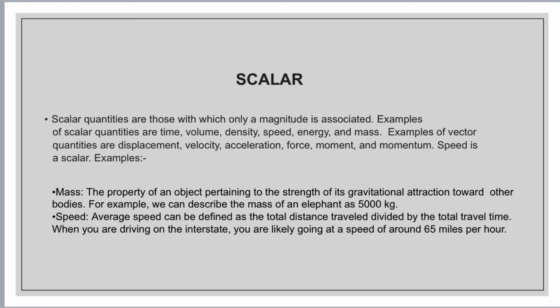Speed is a scalar. Mass is the property of an object pertaining to the strength of its gravity attraction towards other bodies. For example, we can describe the mass of an elephant as 5,000 kilograms. Next one is speed. The average speed can be defined as the total distance traveled divided by the total travel time. When you are driving on the interstate, you are likely going at a speed of around 65 miles per hour.